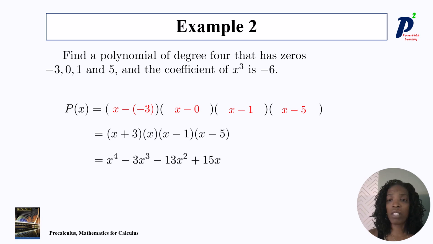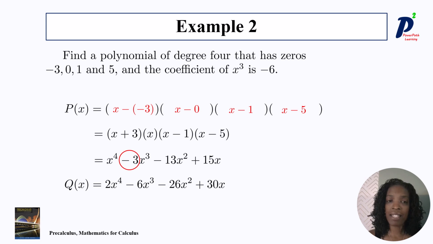Now I have a polynomial with the right factors, but my coefficient of x cubed is supposed to be -6. If I multiply the entire polynomial by the same number, it doesn't change my factors. So I'll multiply by 2 to get q of x equals 2x to the fourth minus 6x cubed minus 26x squared plus 30x.